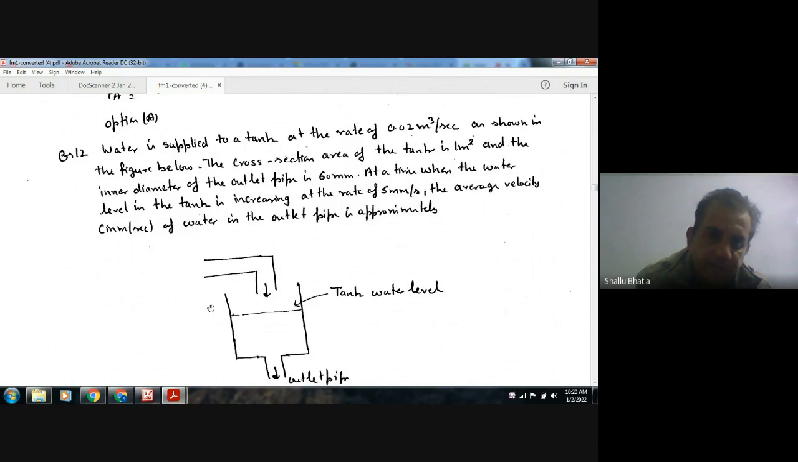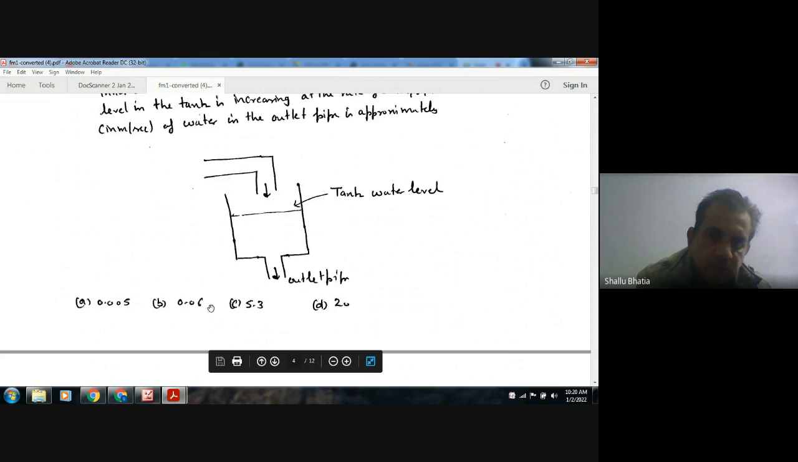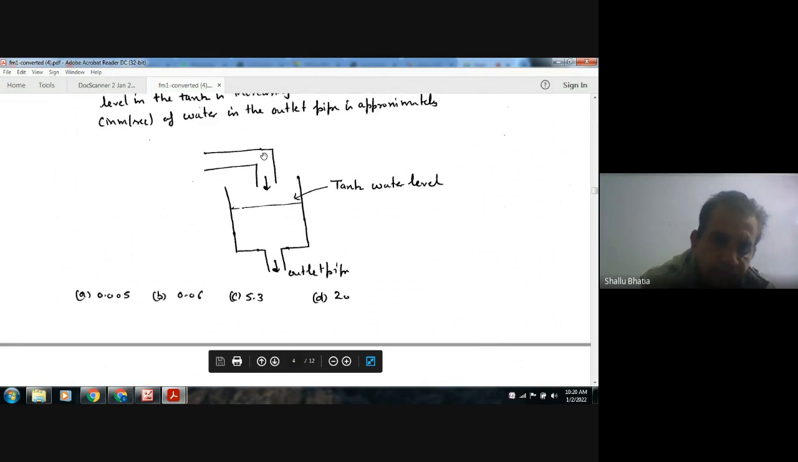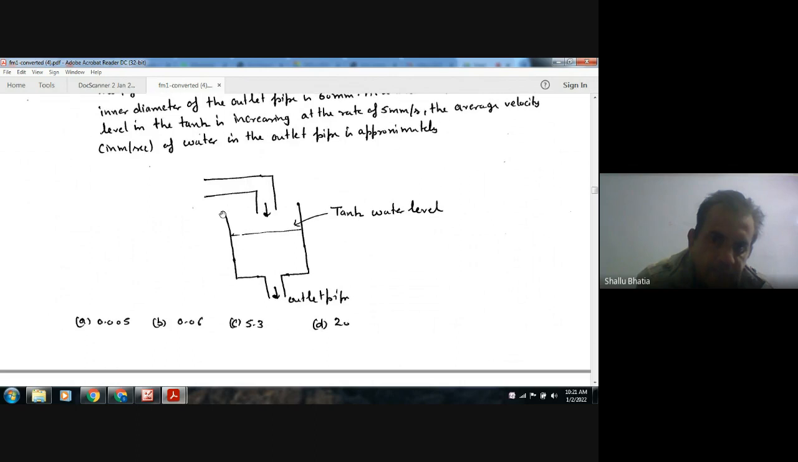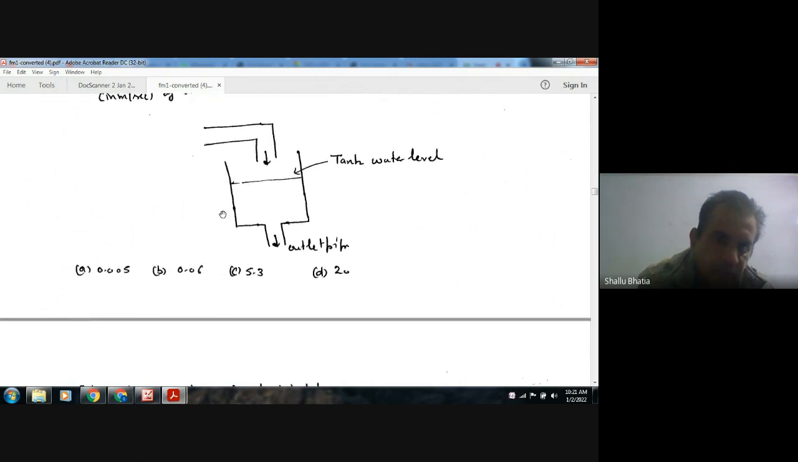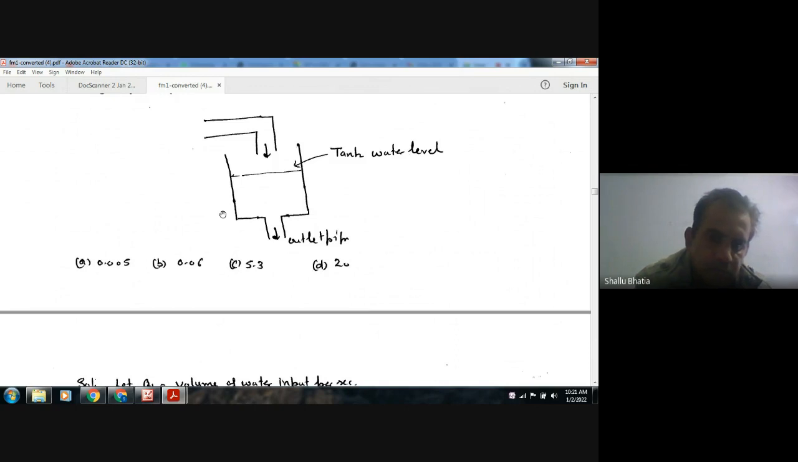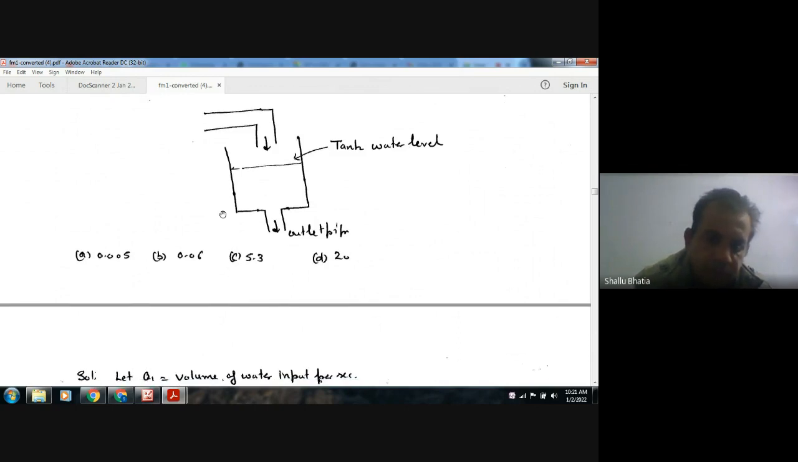At a time when the water level in the tank is increasing at the rate of 5 mm per second, the average velocity in meter per second of the water in the outlet is approximately. So this is the outlet pipe and this is the water level. This is the inlet pipe, and this is the tank water level. So we have to determine the average velocity of water in the outlet pipe, approximately. Option A 0.005, option B 0.06, option C 5.3, D 20.